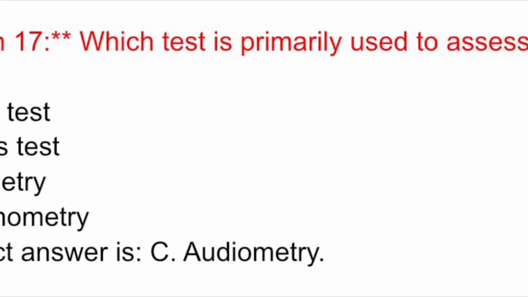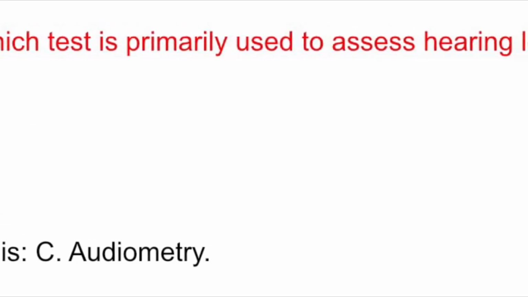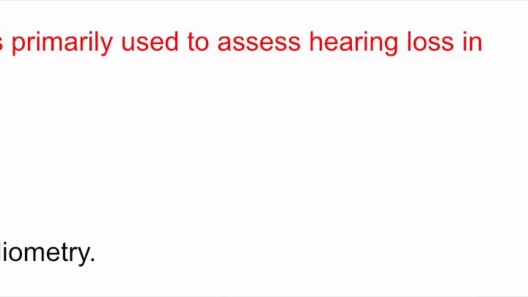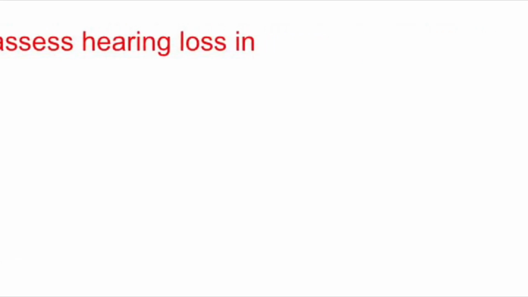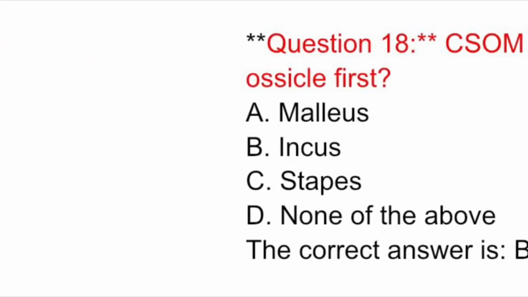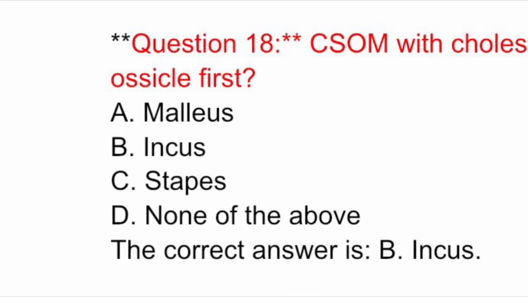Question 17. Which test is primarily used to assess hearing loss in CSOM? A. Rinne test B. Weber's test C. Audiometry D. Tympanometry. The correct answer is C. Audiometry.